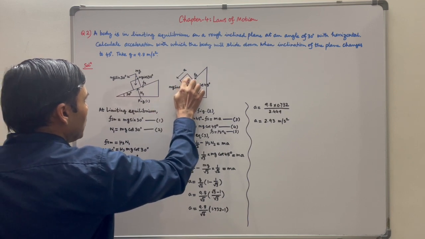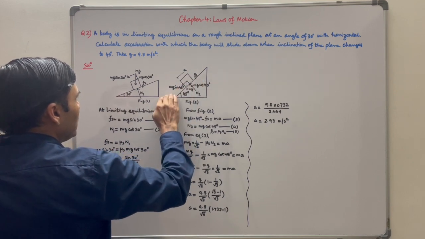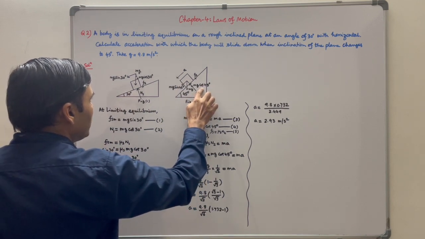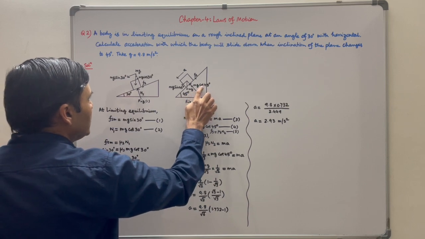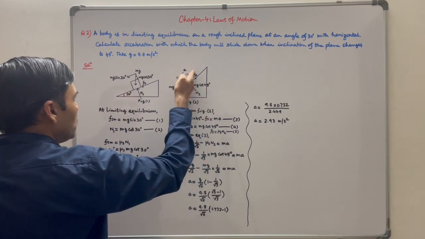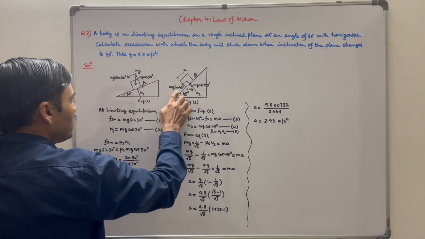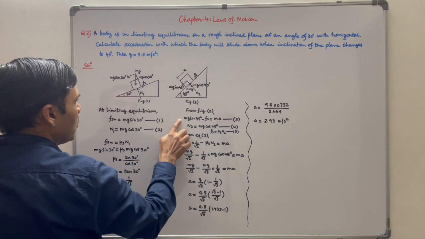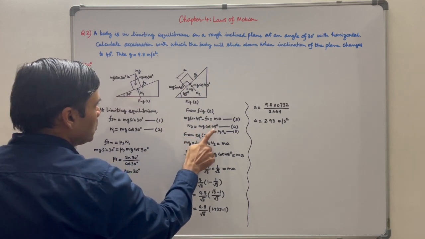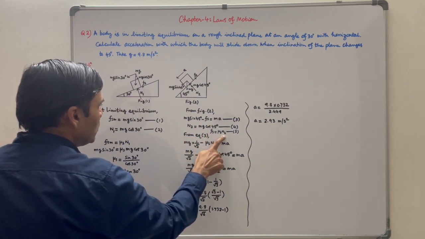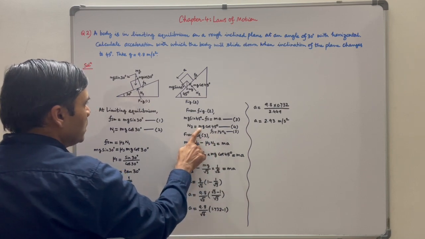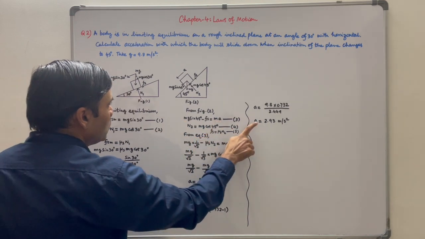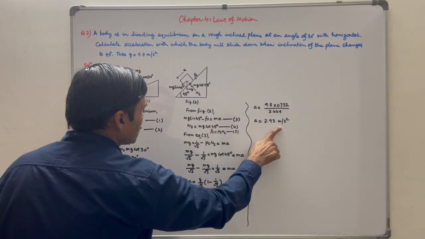Component of weight of this block in this case along the plane will be mg sin 45 and perpendicular to the plane will be mg cos 45 and N2 will be mg cos 45. So net force downwards will be mg sin 45 minus Fs and that will be equal to ma. That will be equation of motion. Fs is equal to mu s into N2 and N2 is equal to mg cos 45. So we will put various values in this to get value of A as 2.93 meter per second square.